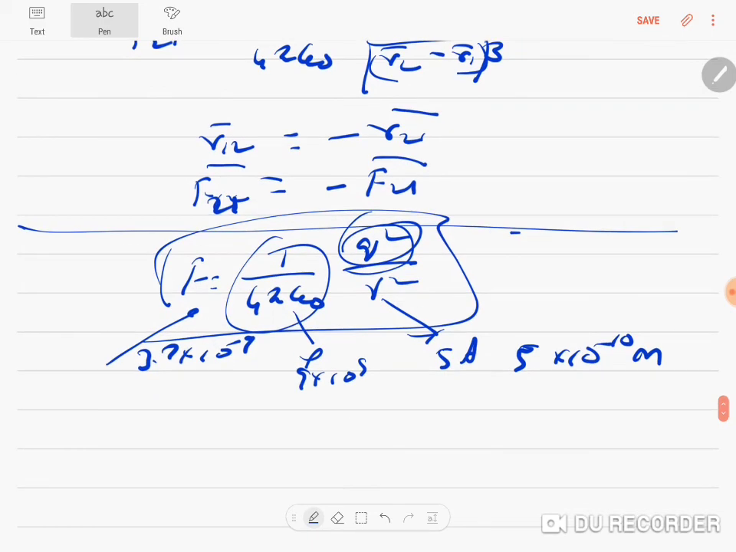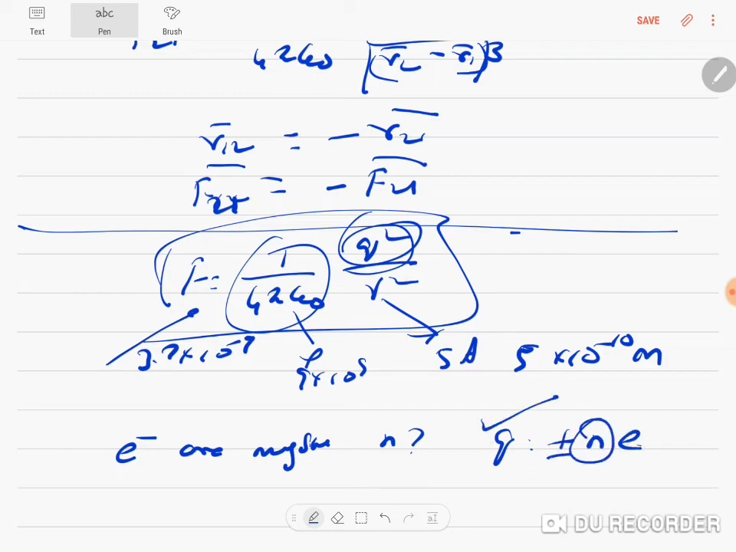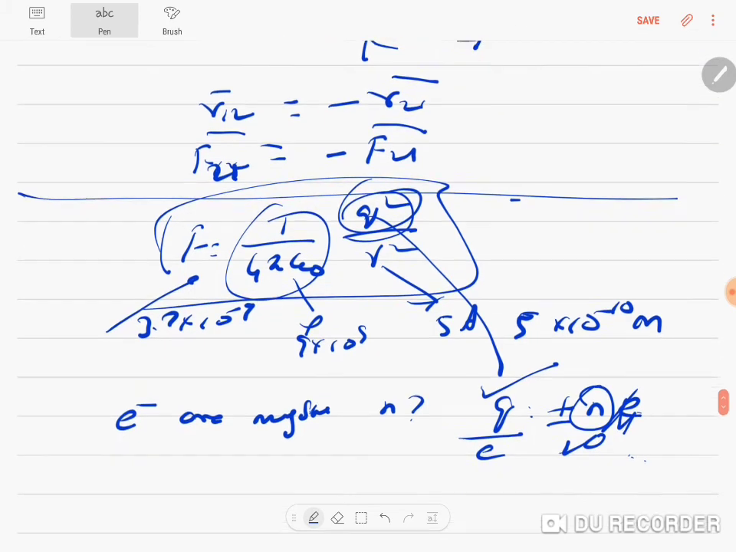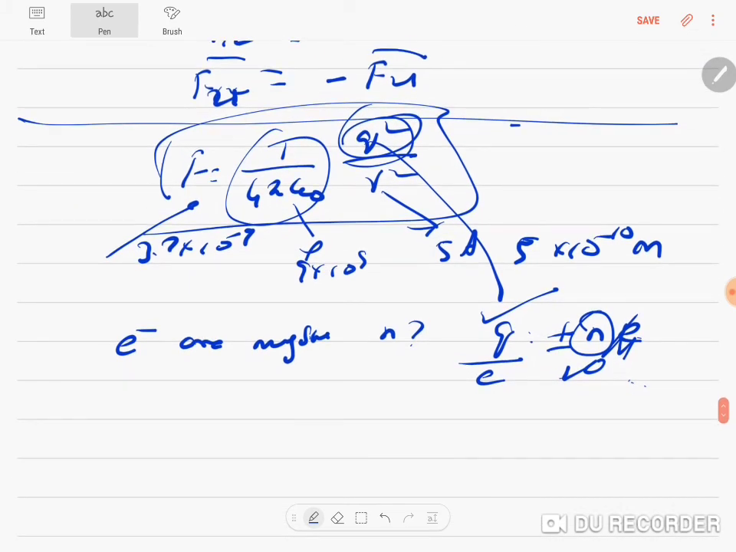But you are finding only q, but the question was how many electrons are missing, which means they are asking n, so you have to write q is equal to plus or minus n into e. They are asking n, you find the charge q and divide it by e so that you get what is n. I forgot to say this yesterday. Okay, so the two positively charged ions carrying equal charge repel each other with a force of 3.7 into 10 to the power minus 9 newtons, separation between them being 5 Angstrom. How many electrons are missing from each ion?